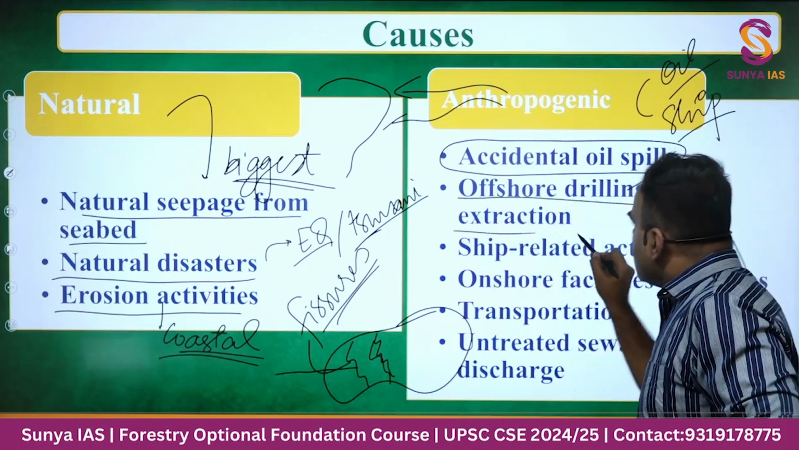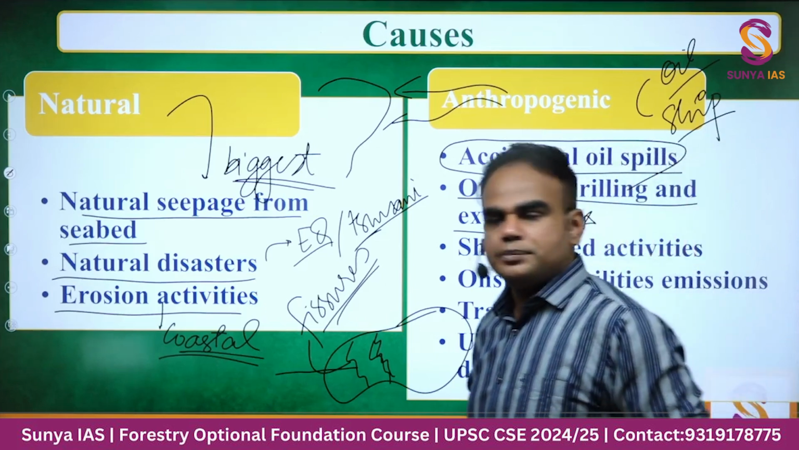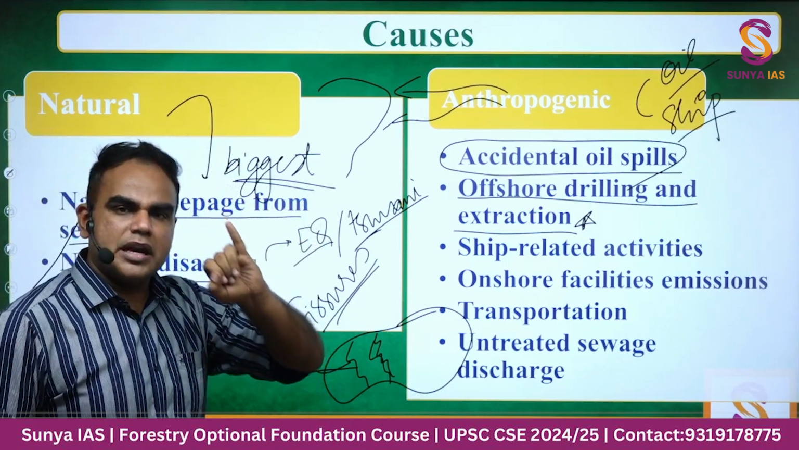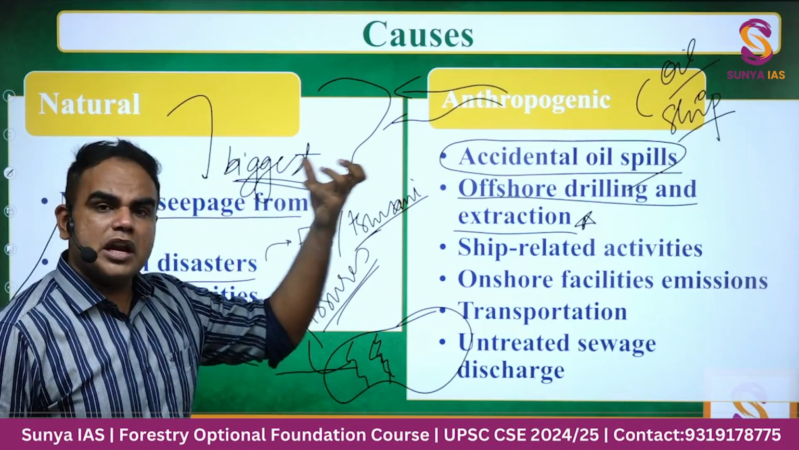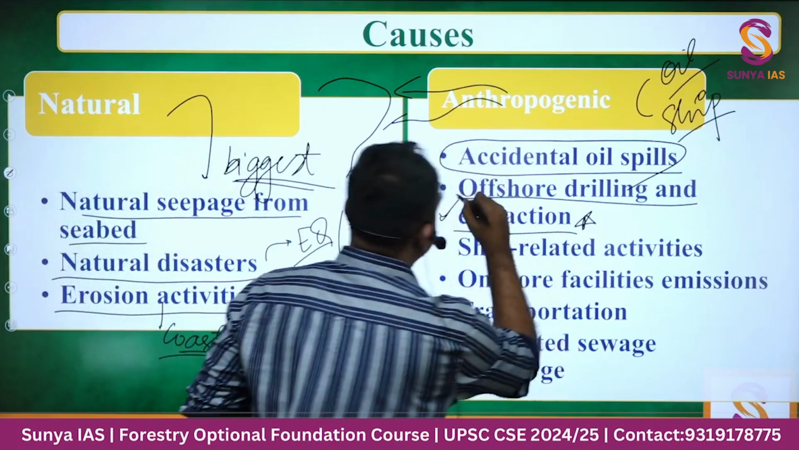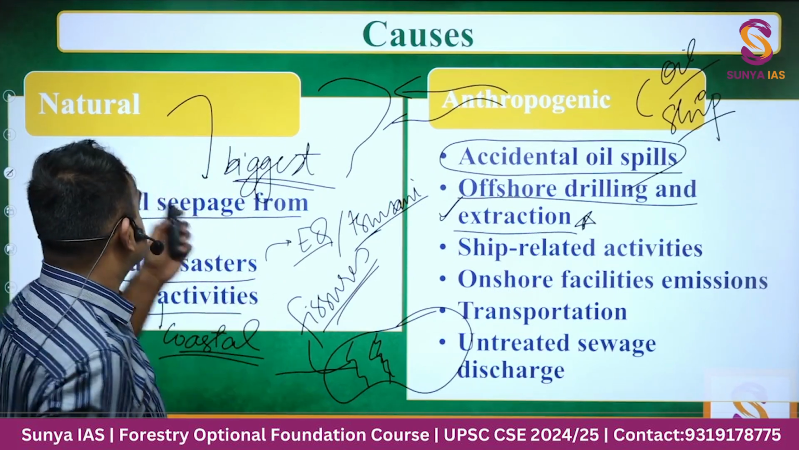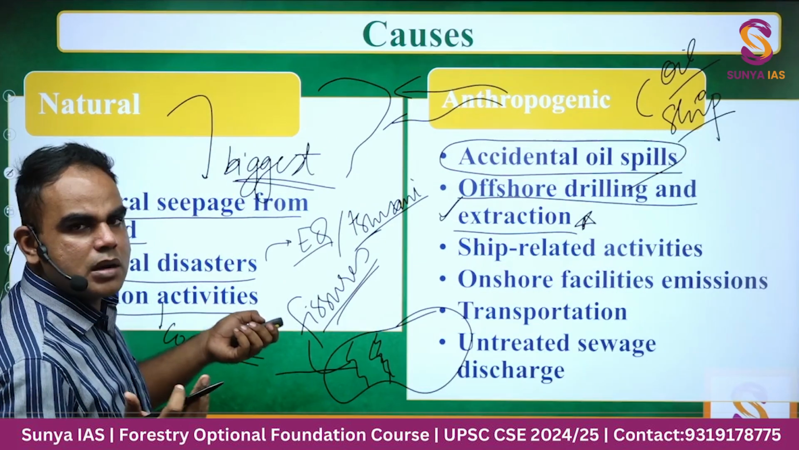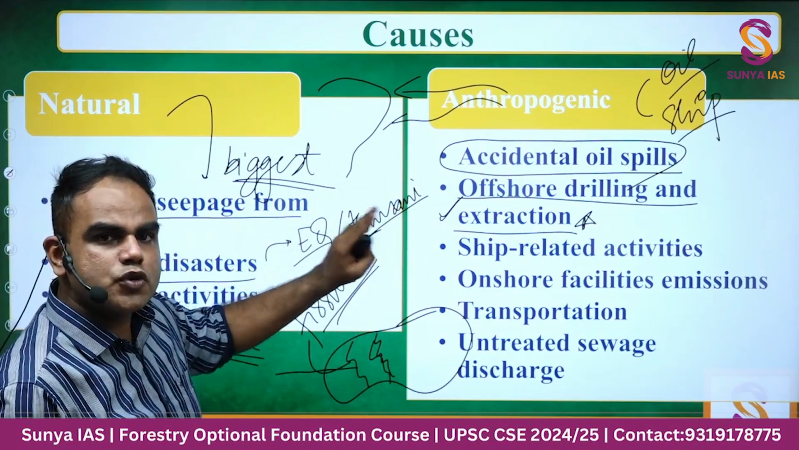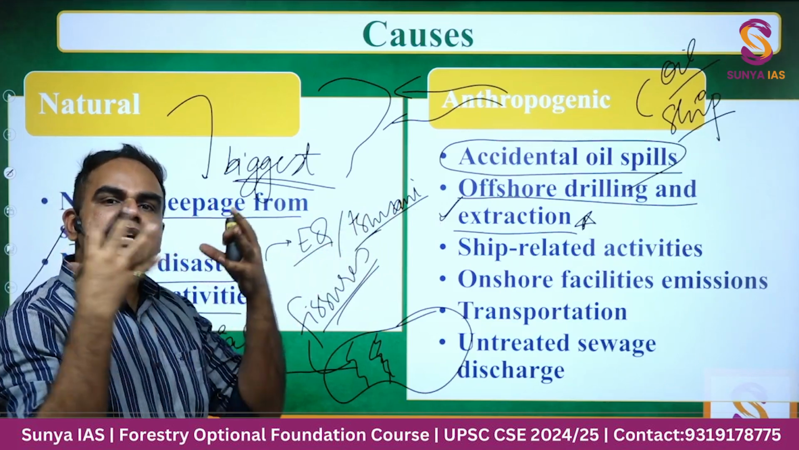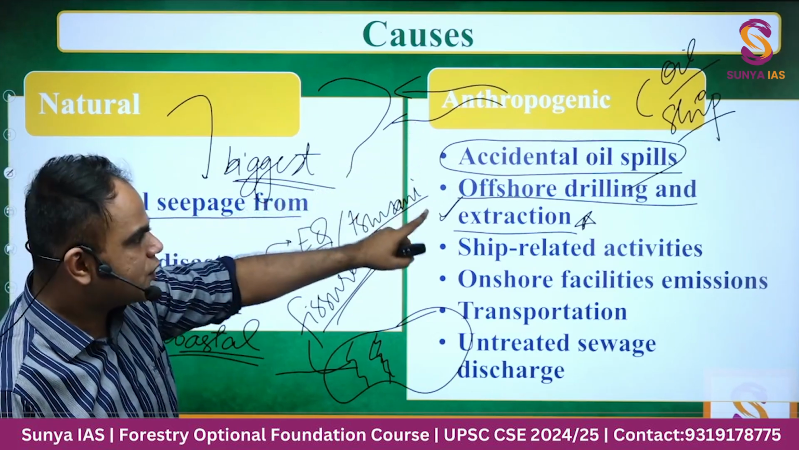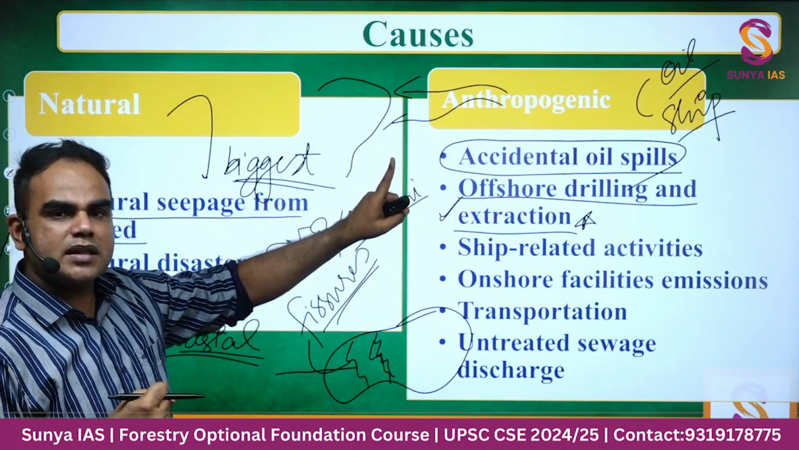Now, this point has become problematic. Offshore drilling. First of all there is onshore drilling, and there is offshore drilling. Onshore drilling also has problems and chances of oil spills. Similarly, offshore drilling and extraction can also be a problem. In fact, the case which I had spoken about, the Deepwater Horizon case of 2010, is a classic example of offshore drilling. If there is an explosion and finally a lot of oil is released, this is also a man-made cause. So offshore drilling or extraction can also cause an oil spill.